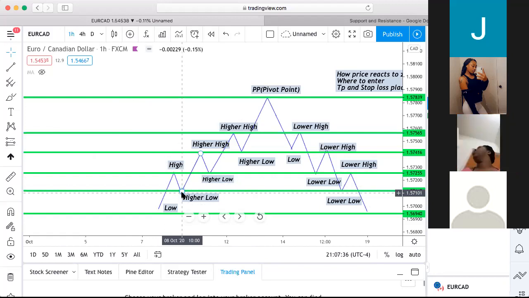So if we're looking at this breakout retest and we know this is about to happen, right? And price is in an uptrend, what can we expect to happen next after price hits this newfound support level?